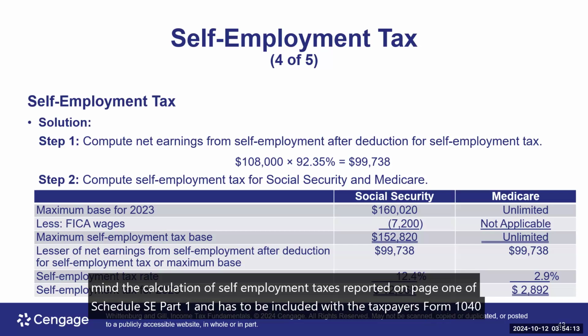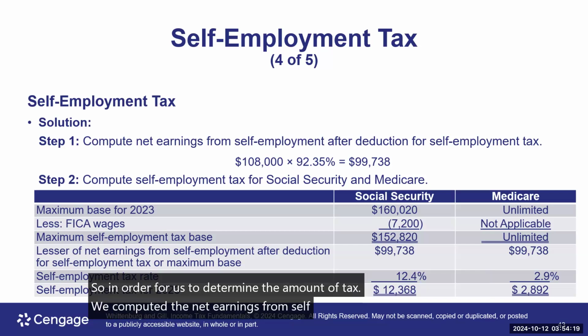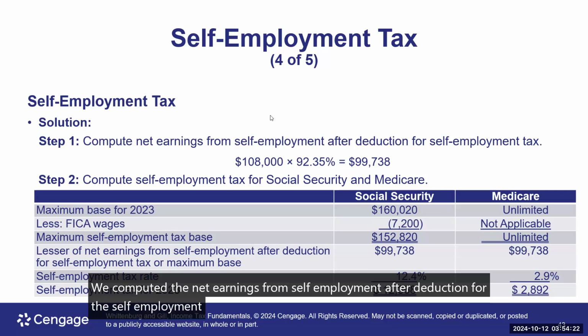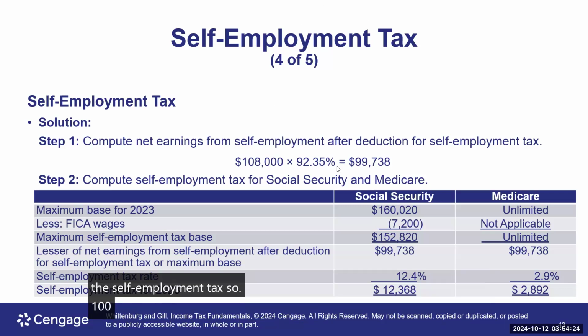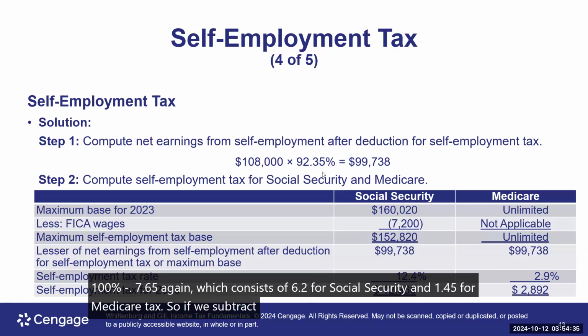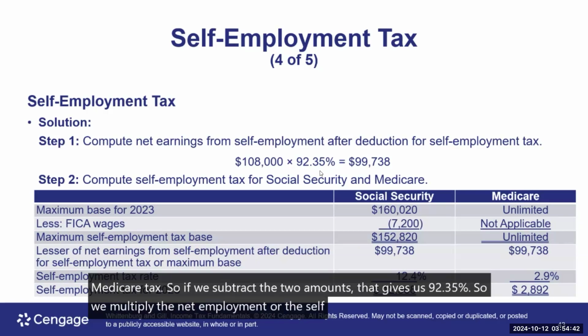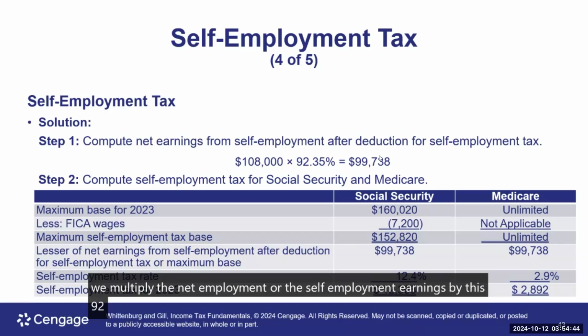So in order for us to determine the amount of tax, we computed the net earnings from self-employment after deduction for the self-employment tax. So 100% minus 7.65, again, which consists of 6.2 for Social Security and 1.45 for Medicare tax. So if we subtract the two amounts, that gives us 92.35%. So we multiply the net employment or the self-employment earnings by this 92.35%.